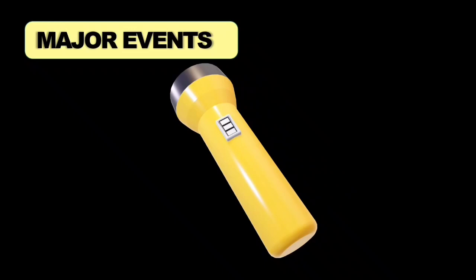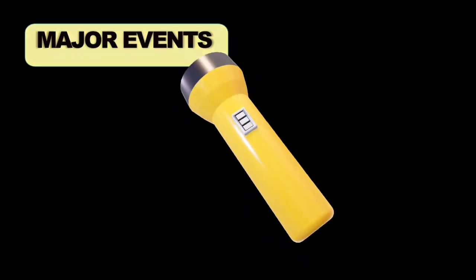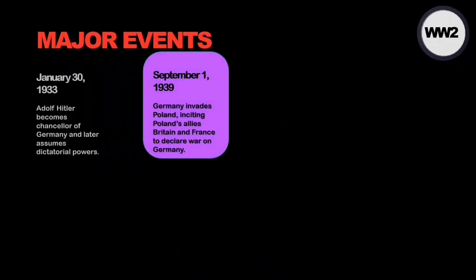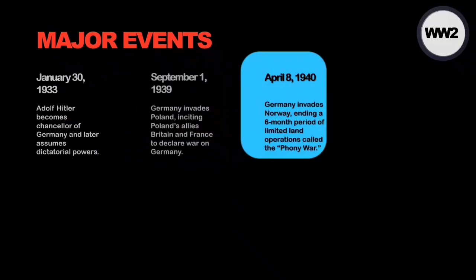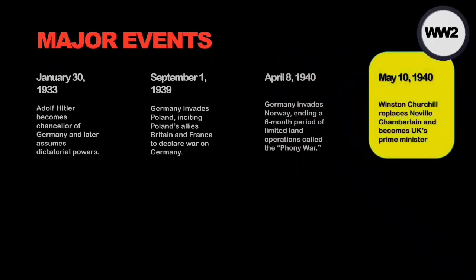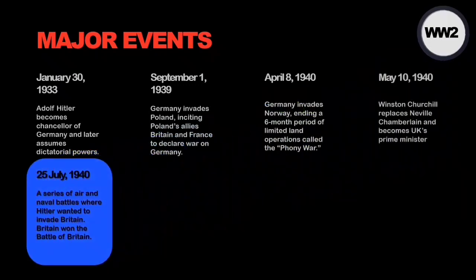Here are a few major events. In January 1933, Hitler became dictator. September of 1939, Poland was invaded by Germany, which started World War II. In April of 1940, the phony war began. Then, on May 10th of 1940, Churchill becomes Prime Minister. In July of 1940, the Battle of Britain starts, and the UK wins.